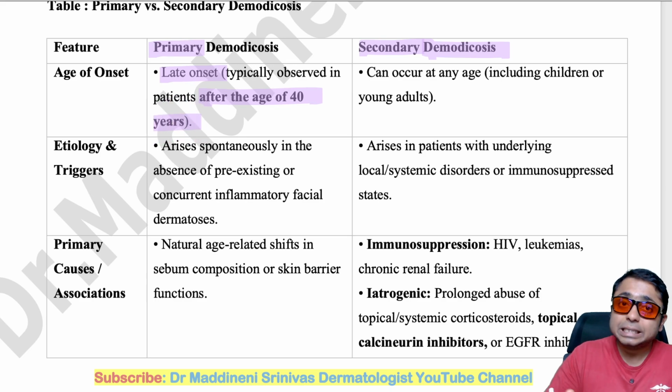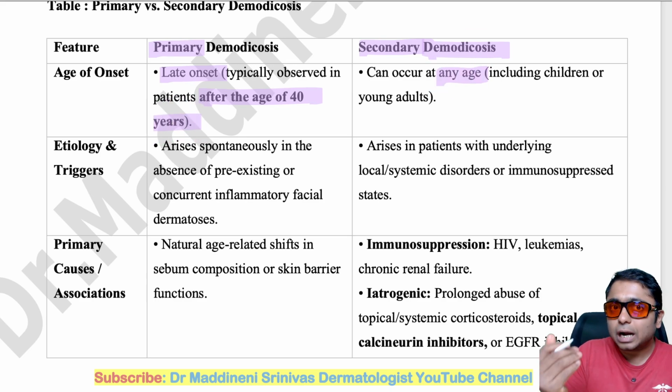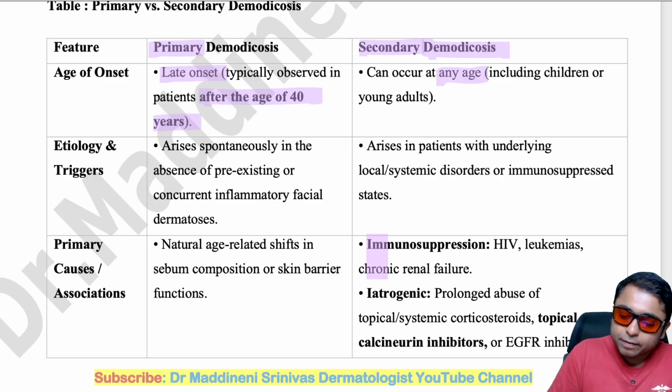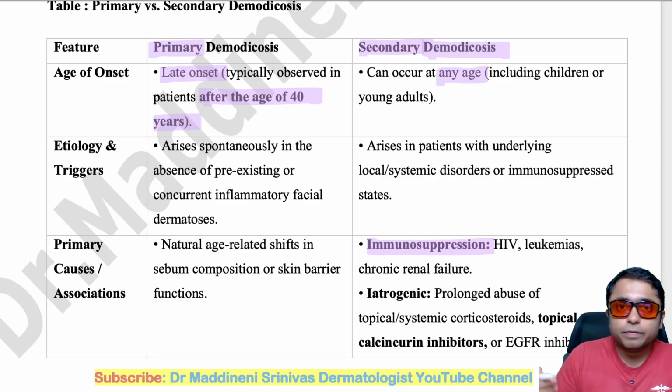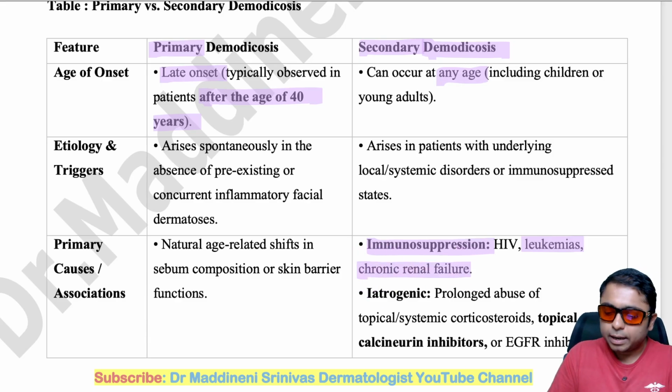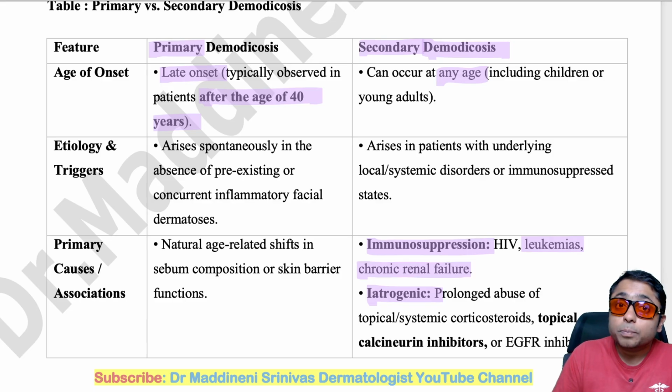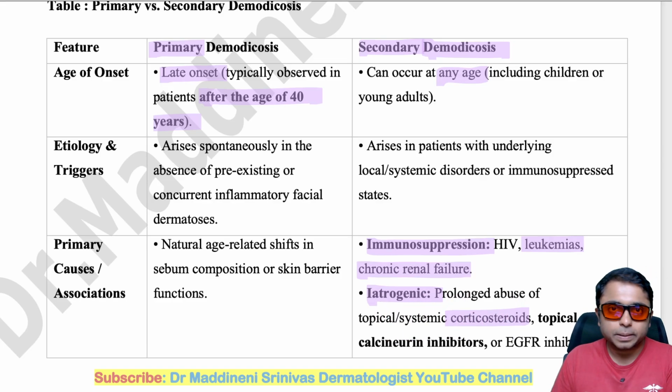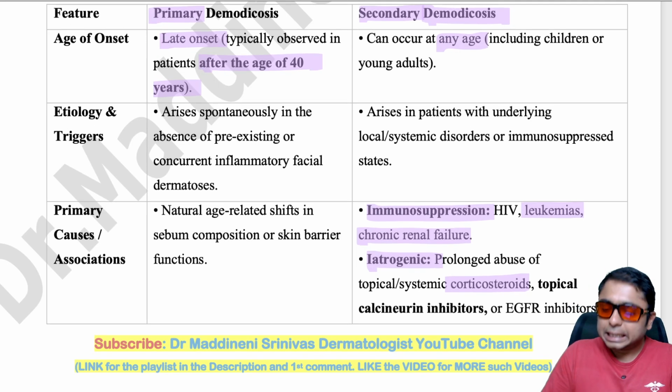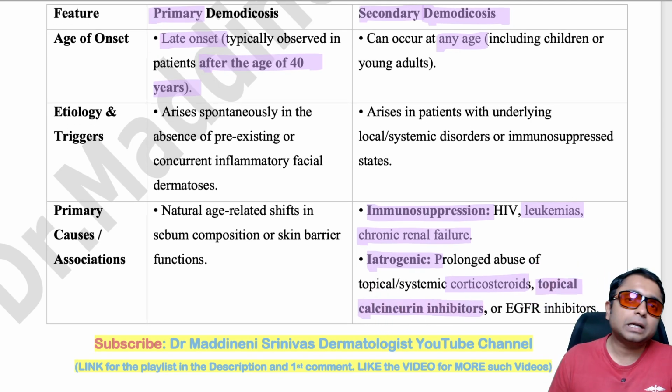Whereas secondary, it could occur at any age, because the underlying cause could be anything, like for example, it could be immunosuppression, HIV, in leukemias also it could occur. So leukemias can occur in any age group, and also chronic renal failure, right? And it could be iatrogenic because of the prolonged usage of corticosteroids, both topical as well as systemic. One more point to remember here is topical calcineurin inhibitors, that is tacrolimus and pimecrolimus, even they could be one of the underlying triggers for secondary demodicosis.